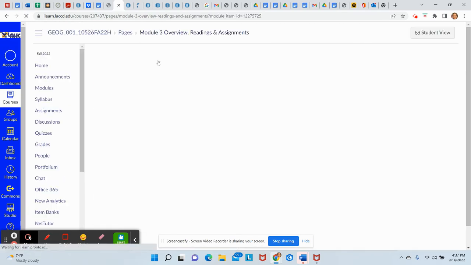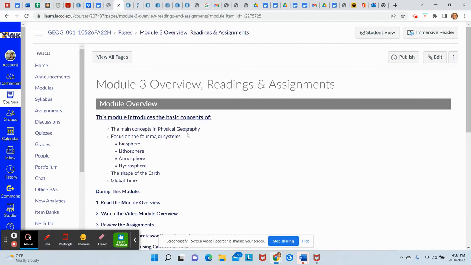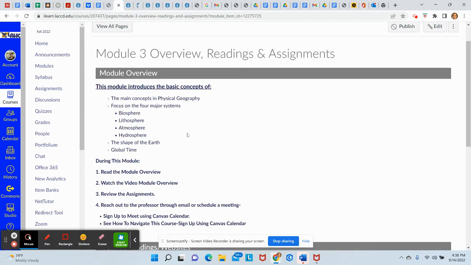So, what we're going to go ahead and do is review what we're looking at in terms of our systems. We're talking about the biosphere, the lithosphere, and the hydrosphere. Really, that is the basis of physical geography. We're going to be moving into talking about systems, and how all of these systems are interconnected.